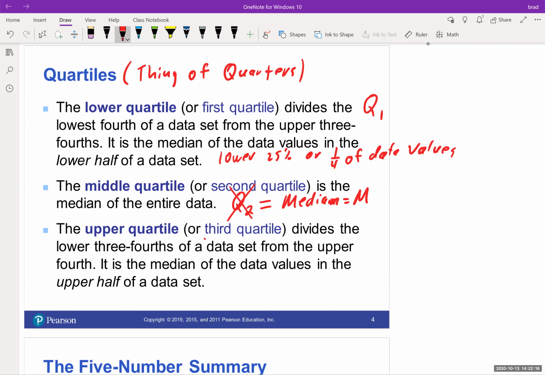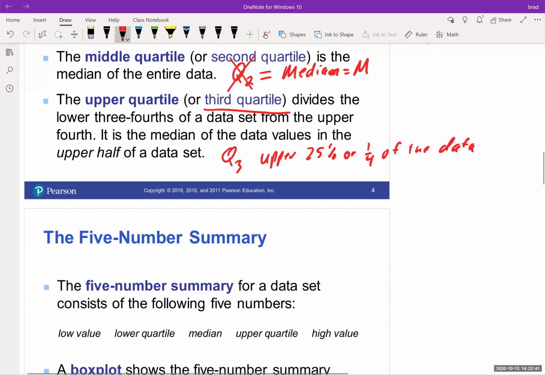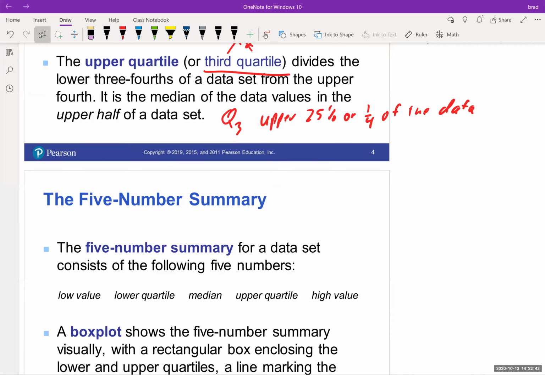The third quartile, we call Q3. This is the upper 25%, or one-fourth, of the data. If you had 100 data values, the top 25 of them are separated by this quartile number. That would divide the top 25% from the lower 75%.